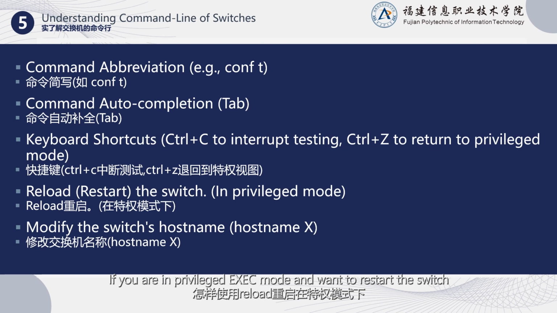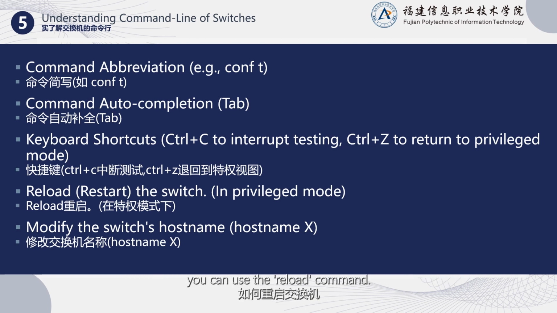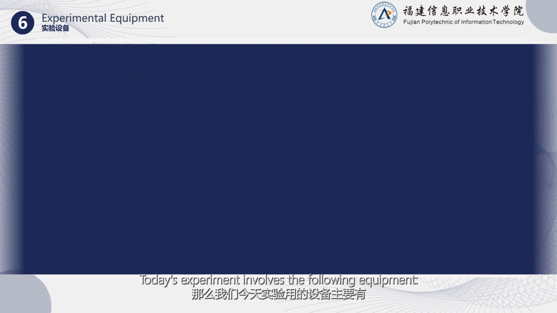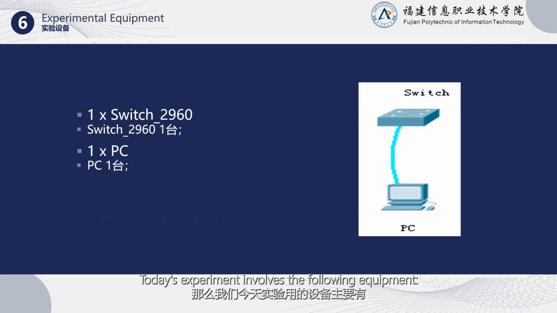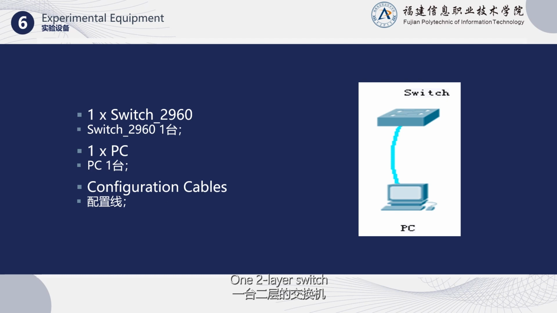If you are in privileged exec mode and want to restart the switch, you can use the reload command. To modify the switch's hostname, you can use the hostname command. Today's experiment involves the following equipment: 1 layer-2 switch, 1 PC, and several configuration cables. The network topology diagram is shown below.